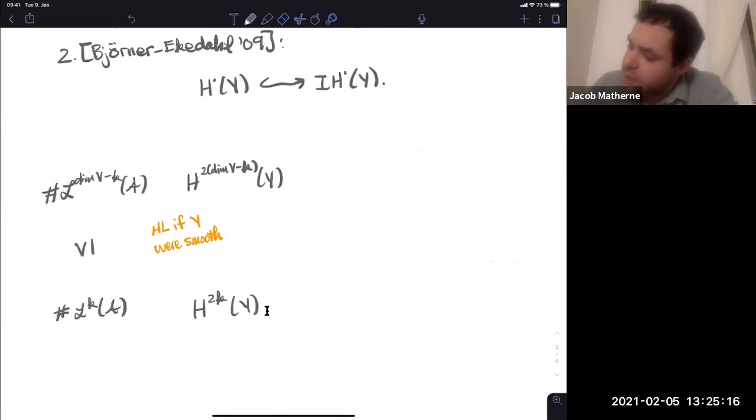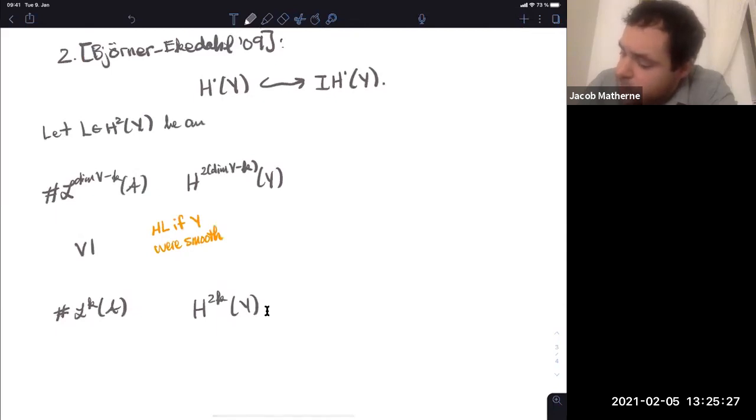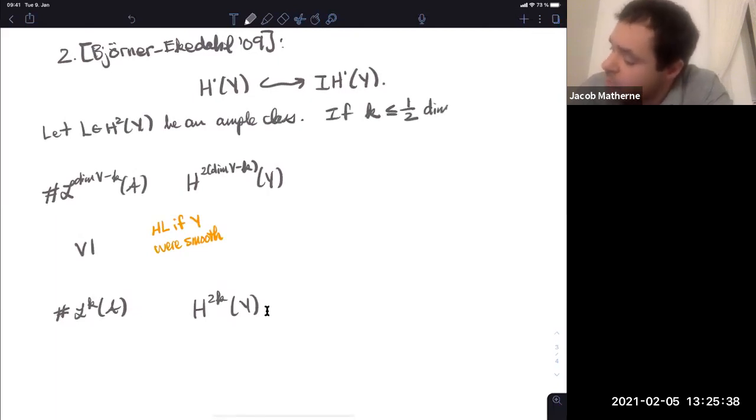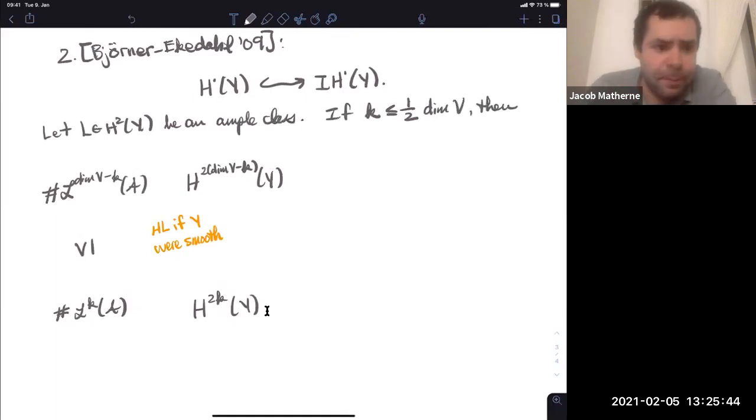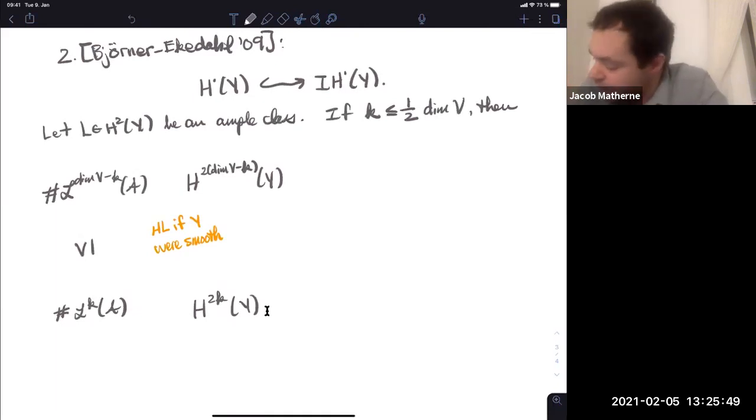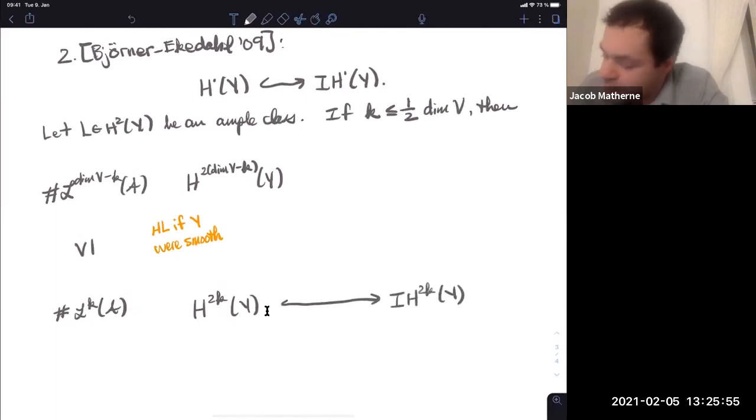So how are we going to prove this? We need an injection. So I'm going to take an ample class. And again, if my k is like it was in the statement of the conjecture, it's less than or equal to one half the dimension of the vector space. Then I can set up the following diagram. So Björner and Ekedahl tell me that the cohomology injects inside the intersection cohomology. So this is this Björner–Ekedahl inclusion. And I also have it up here.